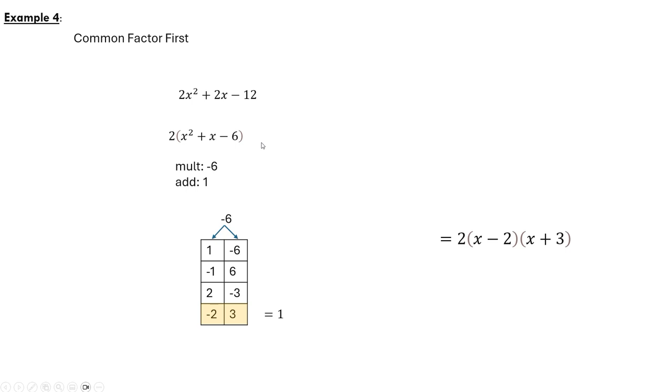So when we've done that, we're looking for a number that multiplies together to be negative 6 and adds together to be 1. Okay. And it just so happens that negative 2 and 3 multiply together to be negative 6, but add together to be 1. So when it comes time to writing out our factor, we start with this 2 here. We write it in brackets, and then we use our x minus 2, x plus 3, which we discovered down here to complete the factoring.